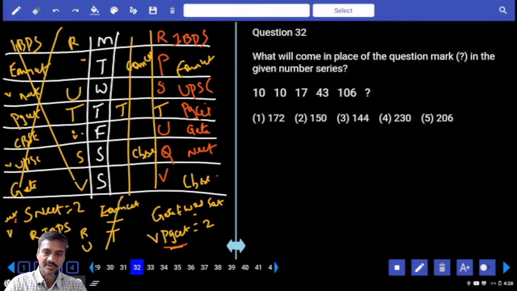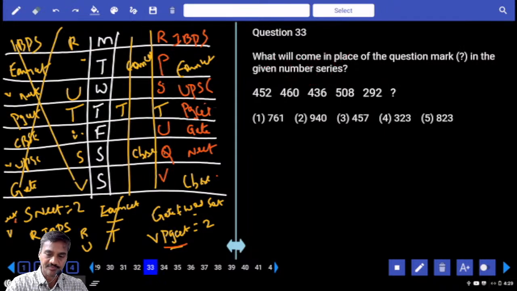Then 32, 10, 17, 43, 106. Now here the difference is 17. And 17 and 43, the difference is 26. And 43 and 106, the difference is 63. Now this can be written as 4 cube minus 1, 3 cube minus 1, 2 cube minus 1, 1 cube minus 1. Then 5 cube minus 1, 124. 124 plus 106, how much is that one? 230. 230, that is choice for question number 32.